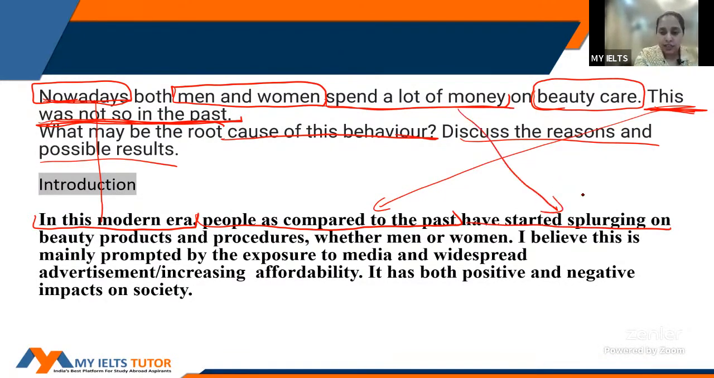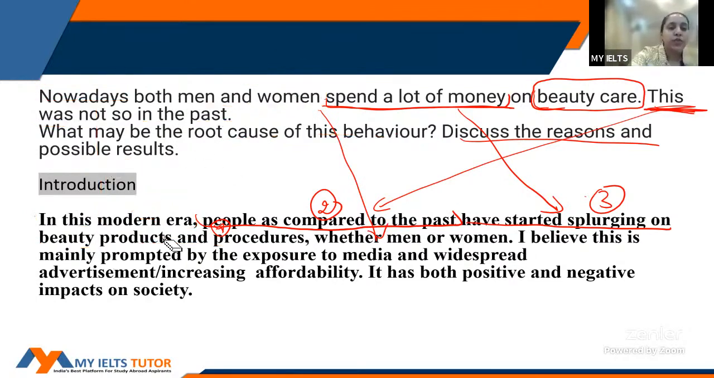This is the second. So this is the first part. So what is in the second and what is in the third part. Have started splurging on beauty products and procedures. Now, beauty products and procedures, this is the fourth part. And this is also one part. Men and women. So they're talking about both men and women. I have to write this also in my thesis because it is important information. They're not talking about only women or only men. They're talking about both men and women. So I'll write whether men or women. Right? So I have rephrased the question in a single sentence by restructuring it.